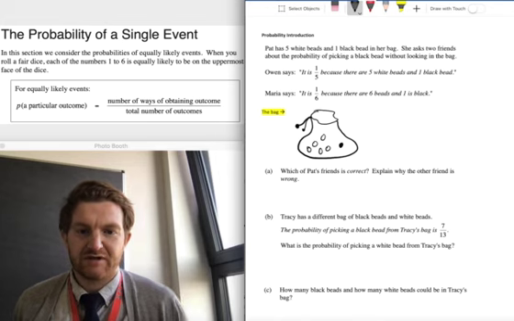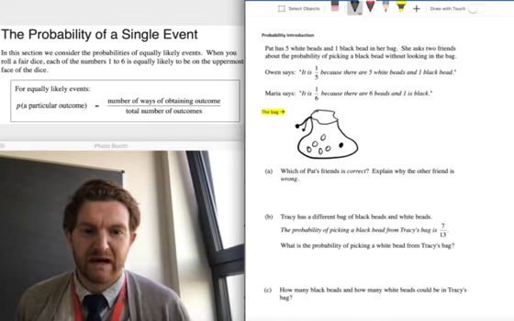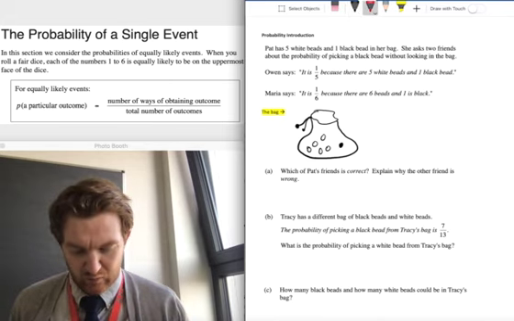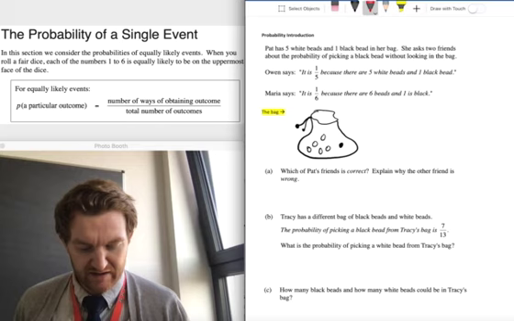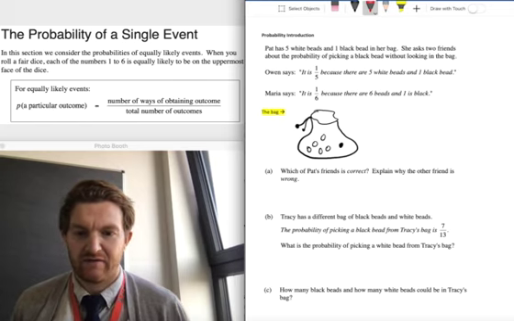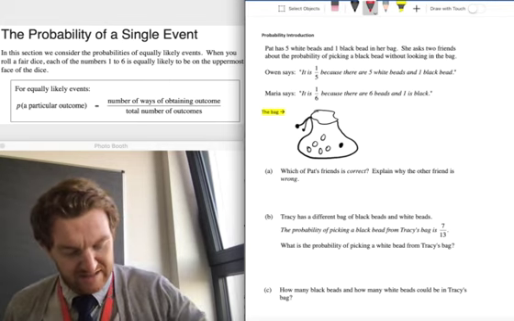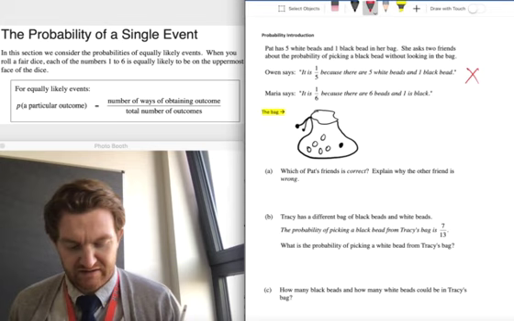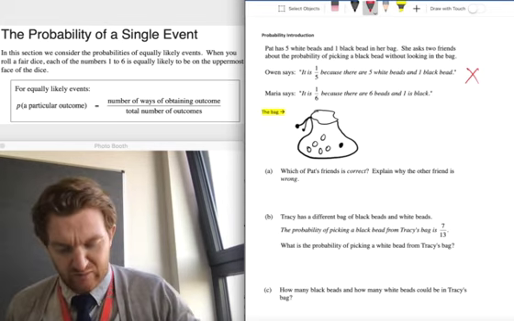She asked her two friends about the probability of picking a black bead from the bag without looking. What do they say? Owen says that it's 1 out of 5 because there are 5 black beads and 1 white bead. Maria says it's 1 out of 6 because there are 6 beads and 1 is black. So first, which of the friends is correct? I hope you will realise that Owen is incorrect. He says 1 out of 5, but it's 1 out of 6.